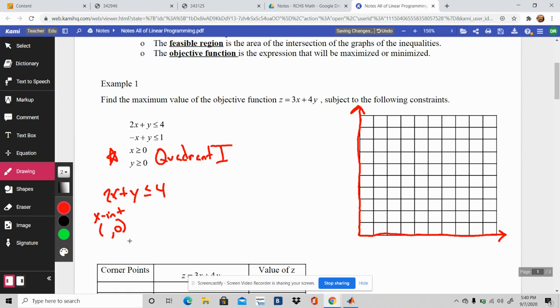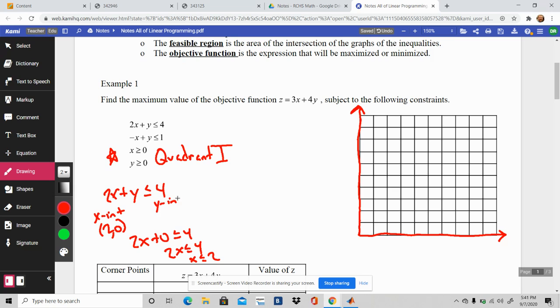So in this inequality, if I plug in 0 for y, that gives me 2x plus 0 is less than or equal to 4. That'd give me 2x is less than or equal to 4. Divide both sides by 2, I get x is less than or equal to 2. So my x-intercept would be at 2.